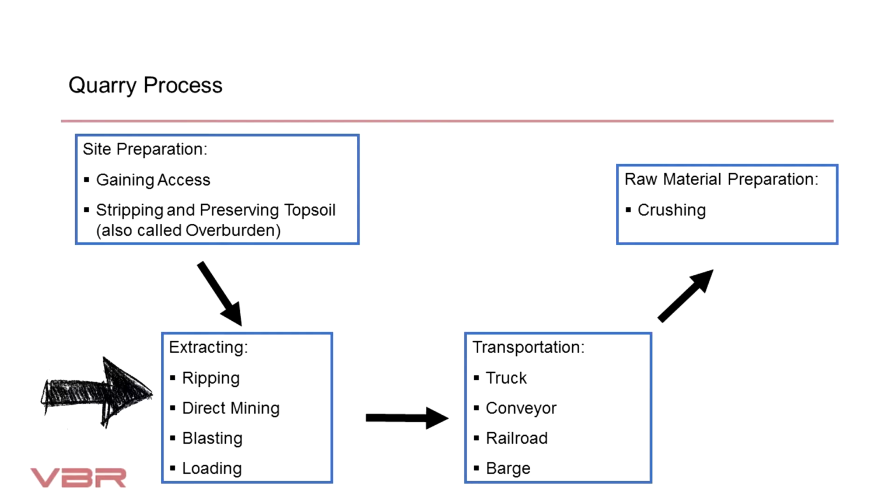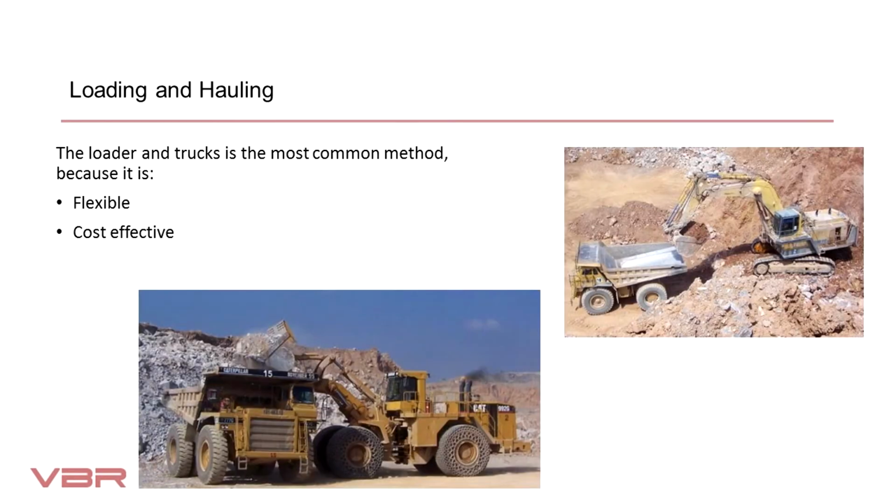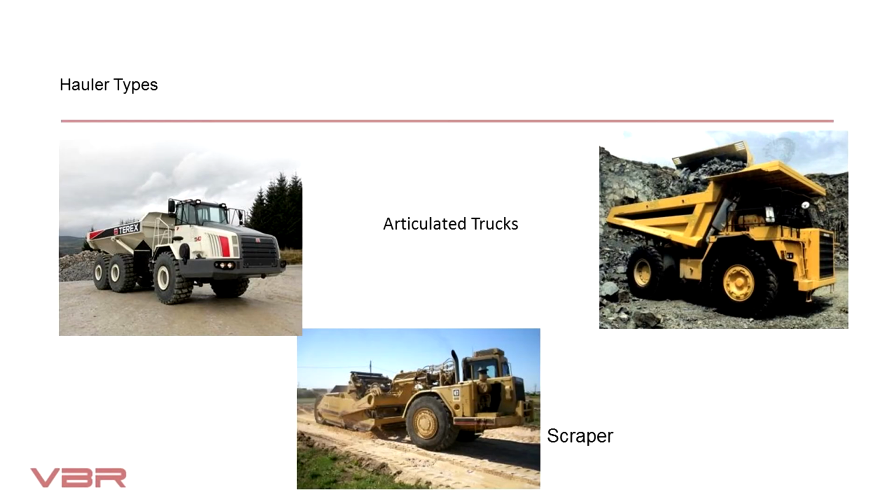There are other ways of extracting raw materials, for instance through ripping or surface mining. Transportation of raw materials can be done using trucks, belt conveyors, barges, or rail. The usage of loaders and trucks is the most common method used because it is flexible and cost-effective. Different types of loaders and trucks are available to transport the raw material.